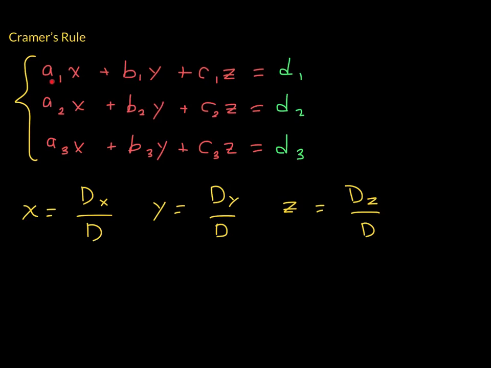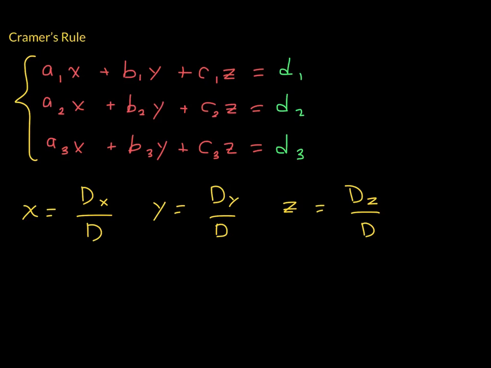A sub 1, b sub 1, c sub 1 are the variable coefficients of the first equation. D sub 1 is the constant of the first equation. A sub 2, B sub 2, C sub 2 are the variable coefficients of the second equation. D sub 2 is the constant of the second equation. A sub 3, B sub 3, and C sub 3 are the variable coefficients of the third equation. And D sub 3 is the constant of the third equation.